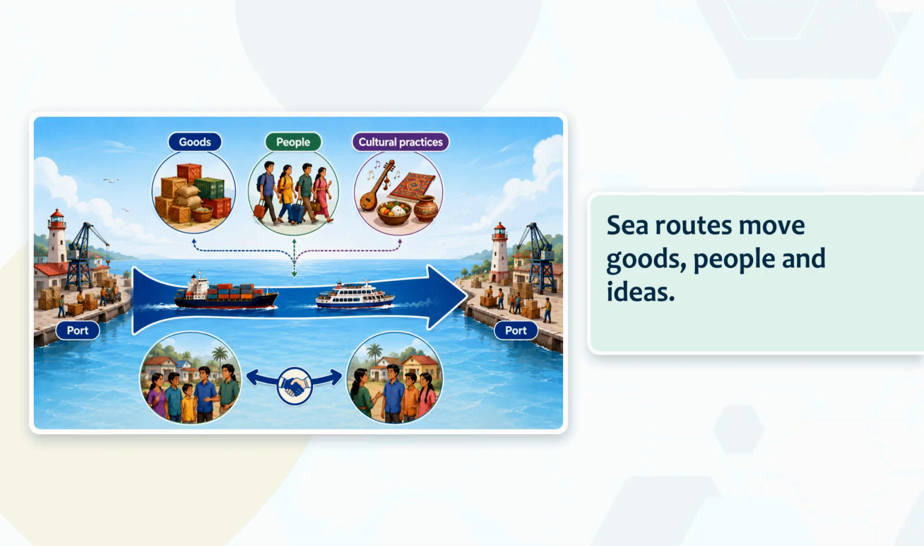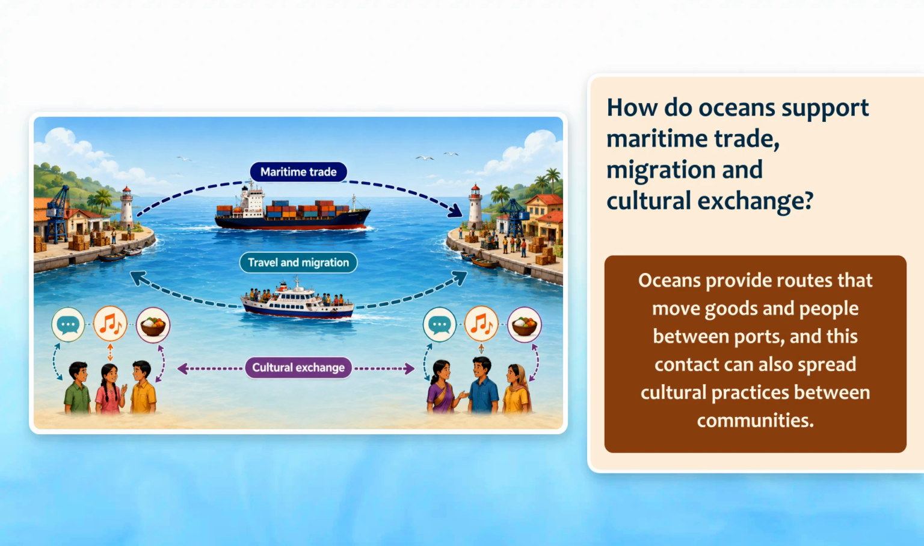Trade and movement can connect communities in several ways at once. Use both roots and the exchange symbols. How do oceans support maritime trade, migration, and cultural exchange? The ports and arrows show the pattern. Oceans provide routes that move goods and people between ports, and this contact can also spread cultural practices between communities. The image shows all three movements along connected sea routes.